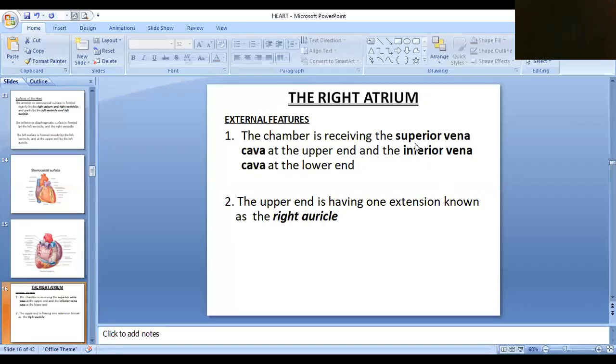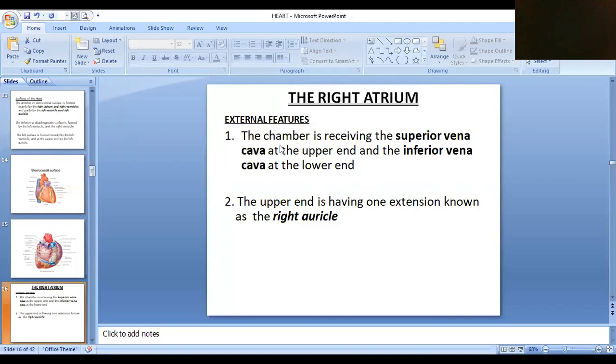Dear students, today we are going to discuss the chambers of the heart. In our last class, we discussed the external features of the heart. Now, chambers of the heart. First, what are the properties of the right atrium? First we have to discuss the external features of the right atrium.